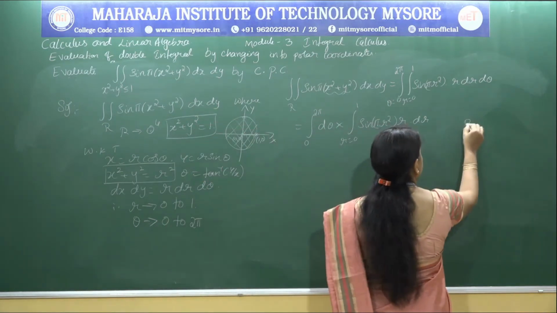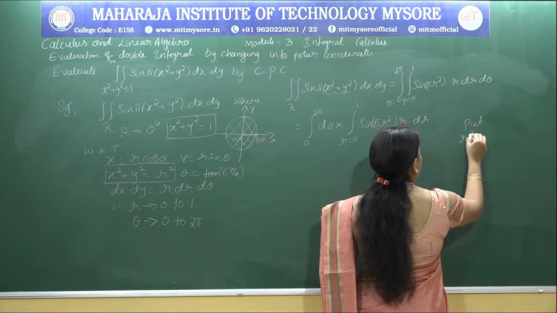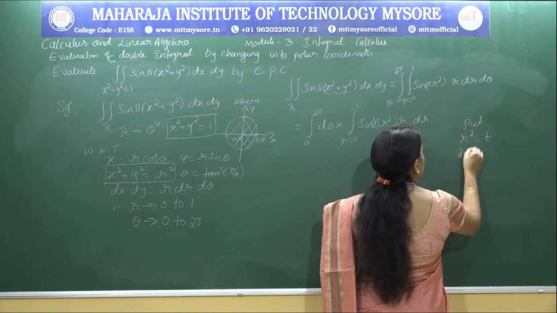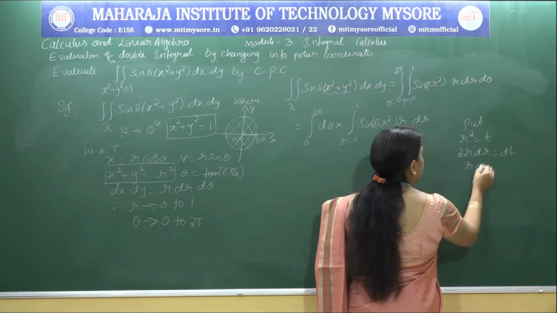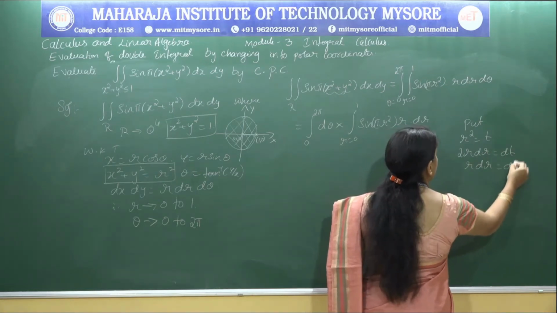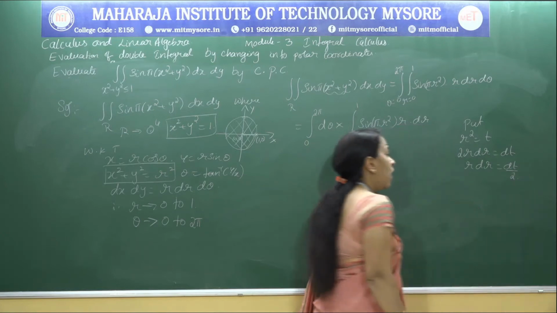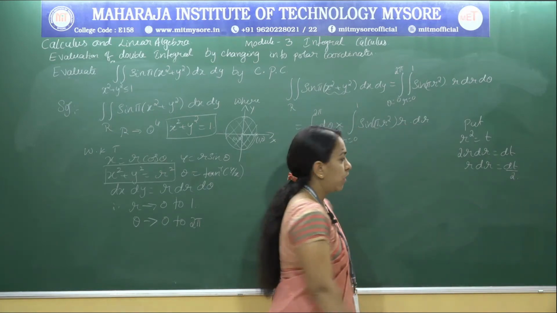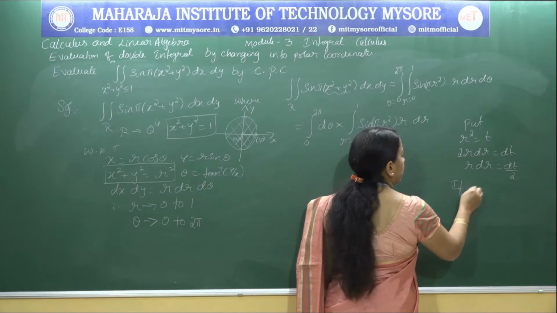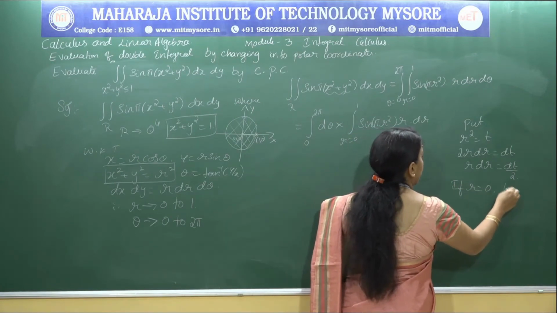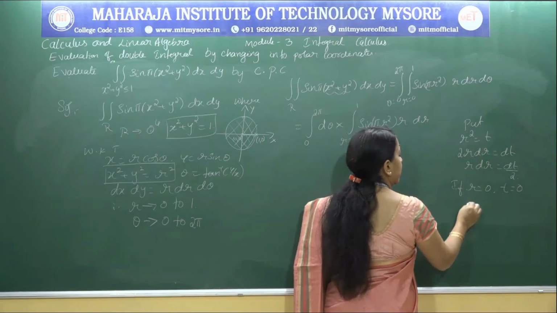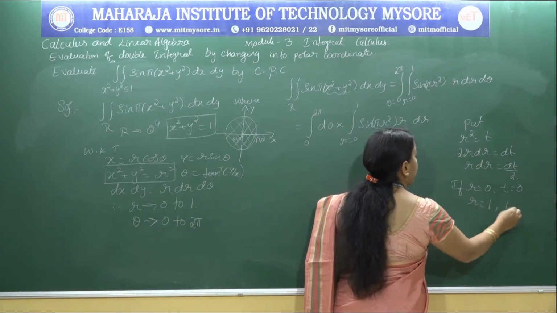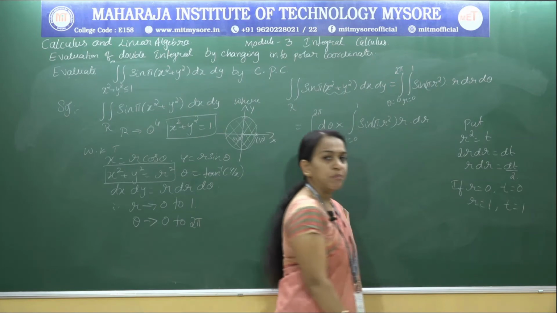I substitute that as t. Put r square equal to t, so that 2r into dr is dt, or we can replace r dr by dt by 2. Of course, we should get the limits of t now. If r is 0, because the lower limit is 0, t is 0. If I put r as 0 here, then you will get t as 0. If r is 1, the t value is 1.